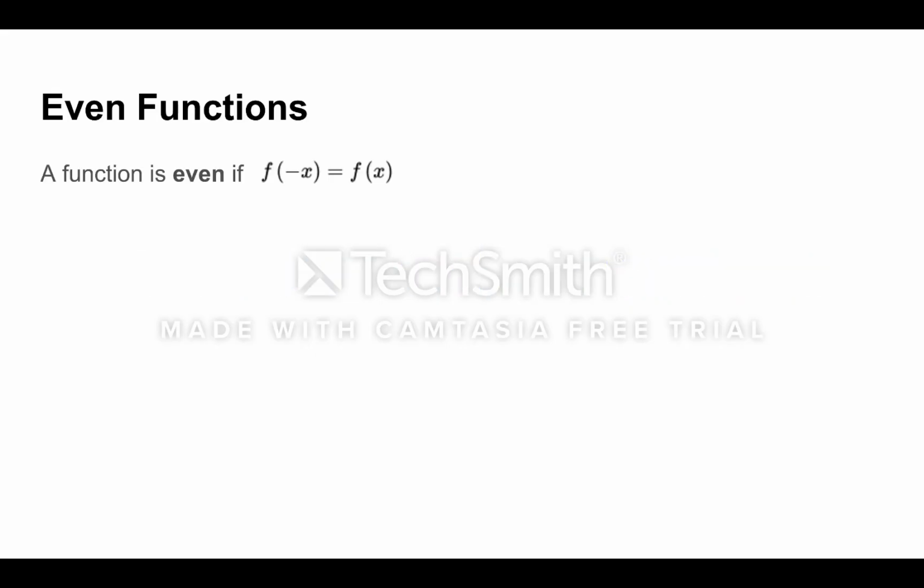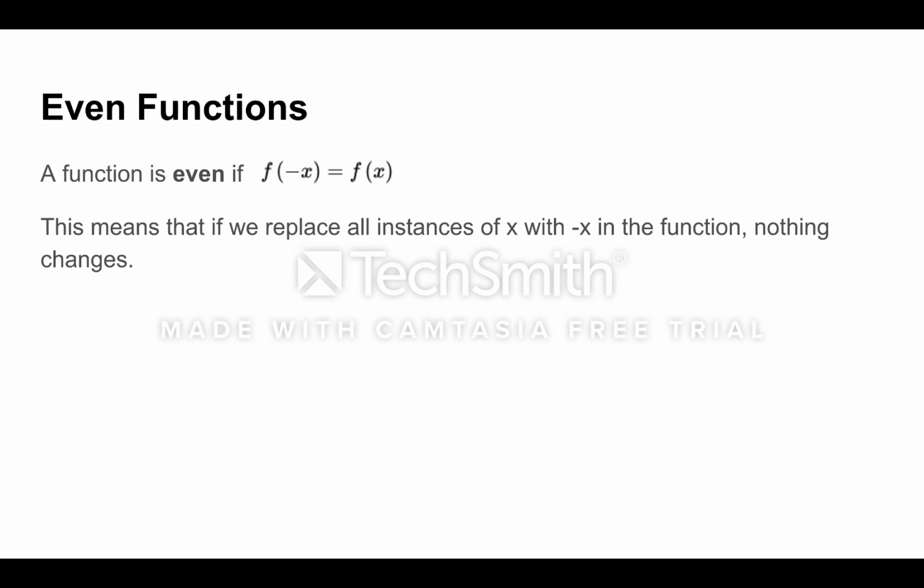Even and odd functions. We say a function is even if you replace all the x's with a negative x, it doesn't change the function. The function stays exactly the same. So replace every instance of x with a negative x into the function and nothing changes. You have yourself an even function.